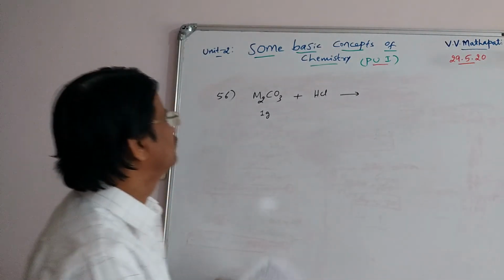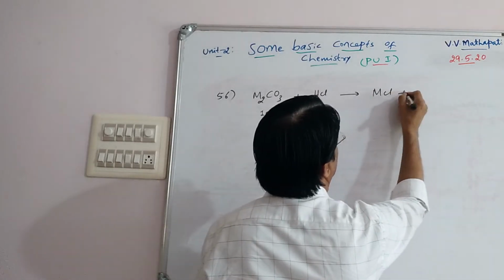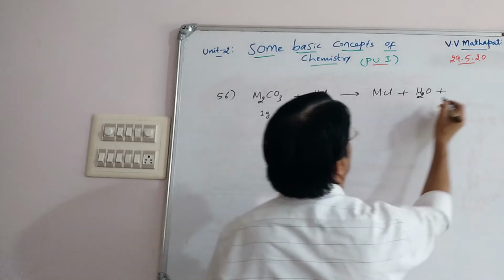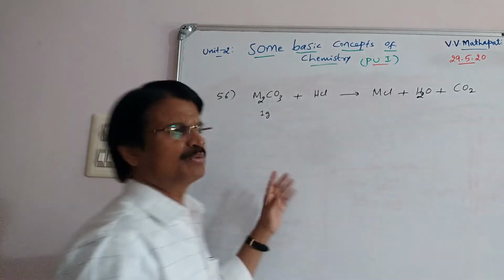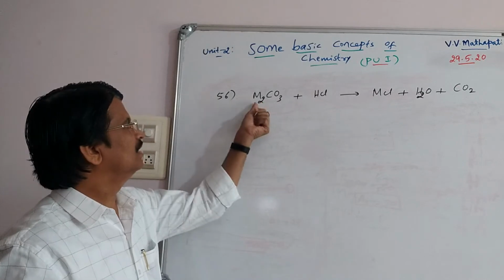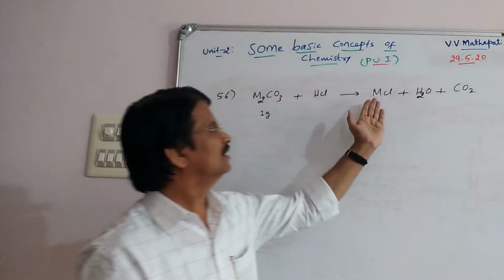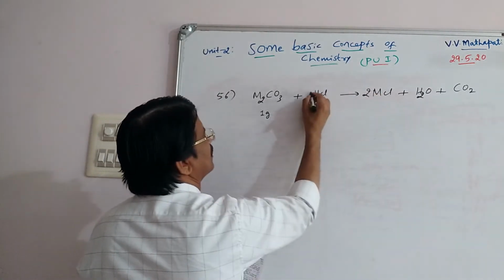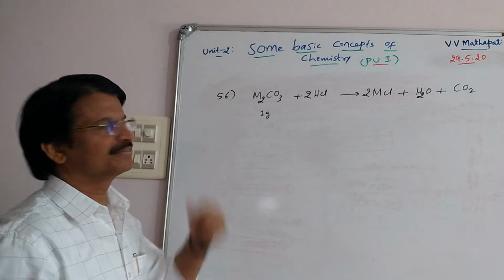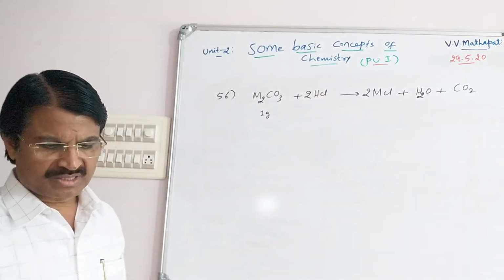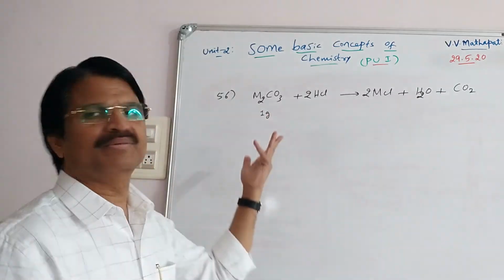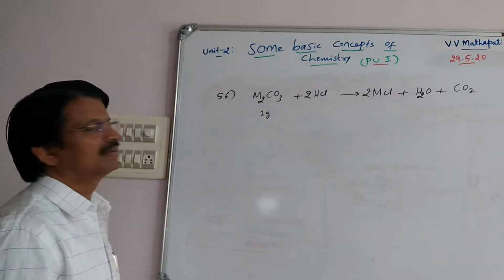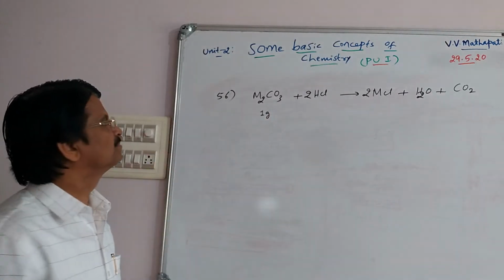Then it can form MCl plus H2O plus CO2. So this is the general equation, like sodium carbonate, Na2CO3 plus HCl gives NaCl plus water plus CO2, and here 2M multiplied by 2Cl, HCl over. But in some cases, reactions are not given and you have to write them based on basic concepts or the valency method, etc.